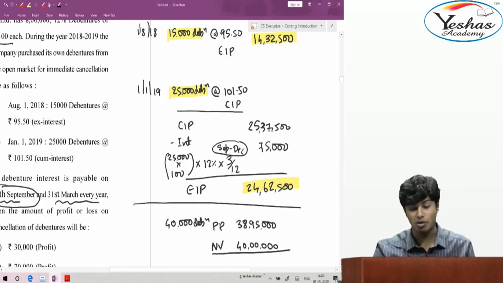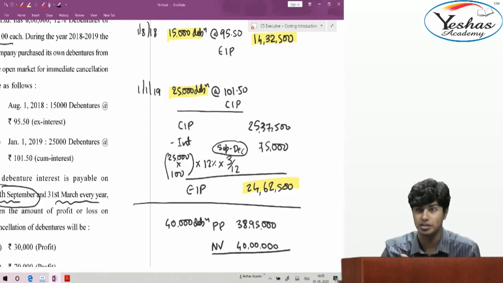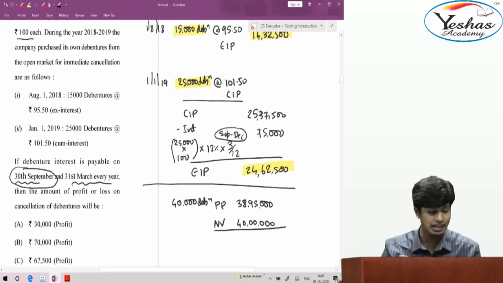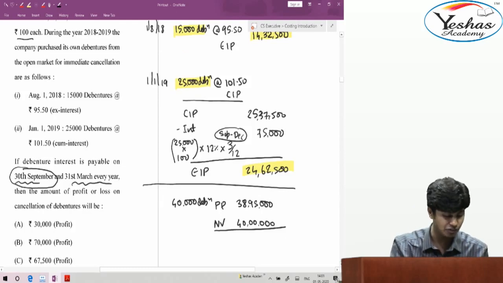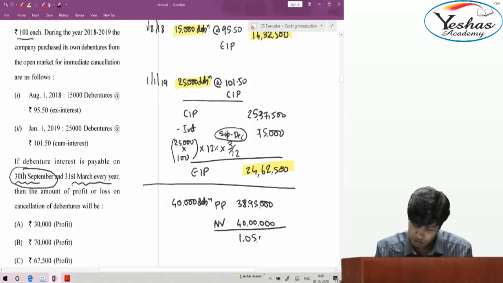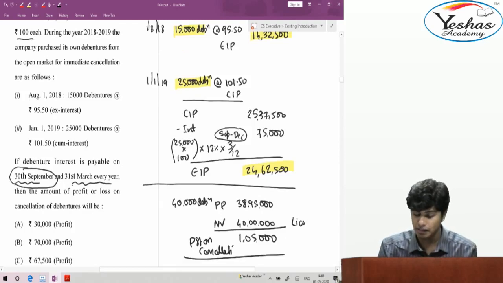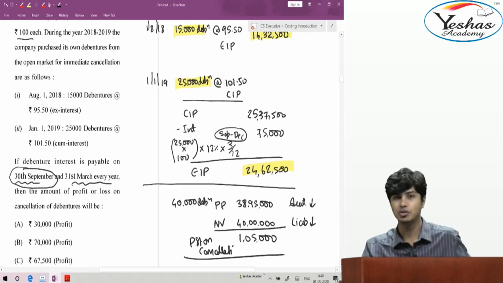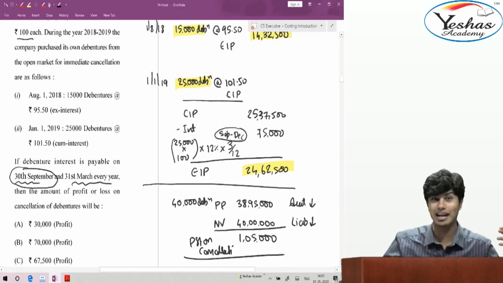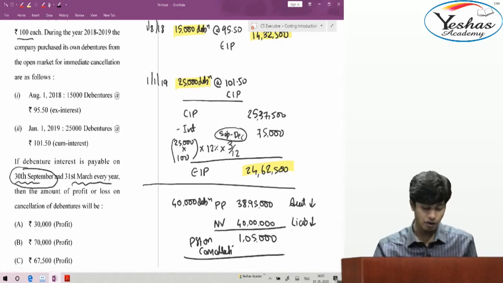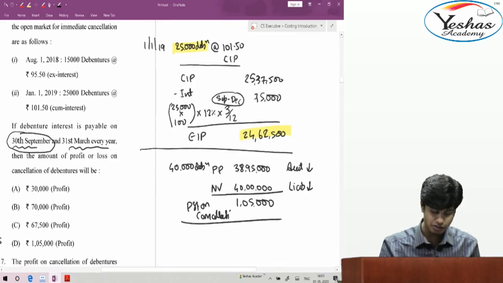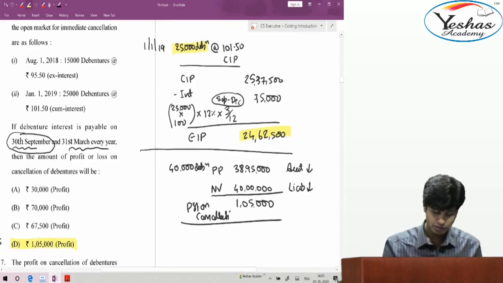The difference is the amount that I paid less. If I had waited till redemption, I would have paid 40 lakh rupees. Because I went for own debentures, I paid only 38,95,000. If you subtract 38,95,000 from 40 lakh, you get 1,05,000 that you paid less. This is the profit on cancellation. Your liability will decrease by 40 lakh and your asset will decrease by 38,95,000 only. So your asset is decreasing less and your liability is decreasing more. The difference is your profit. So the answer should be 1,05,000 profit. That is option D.